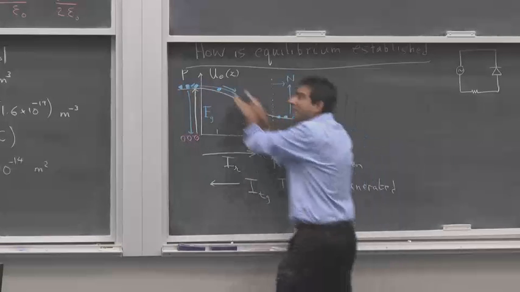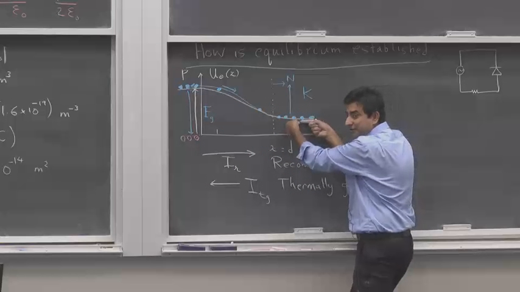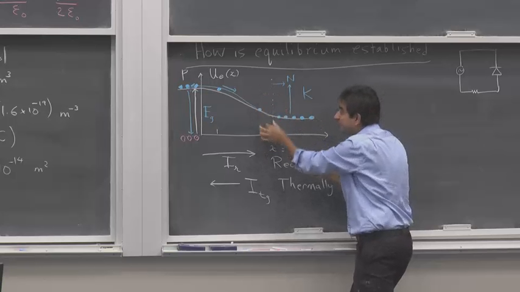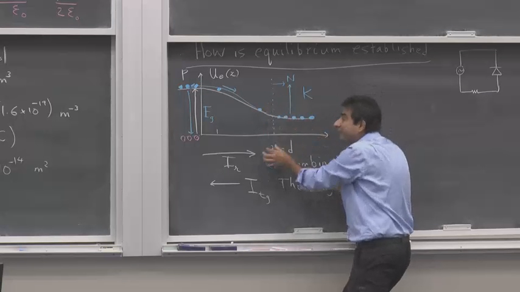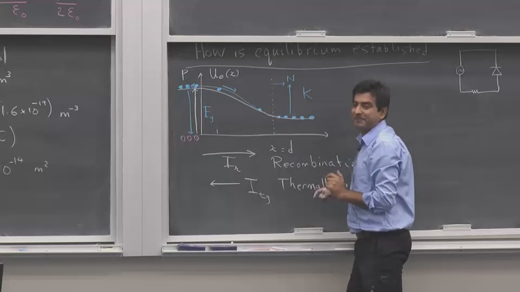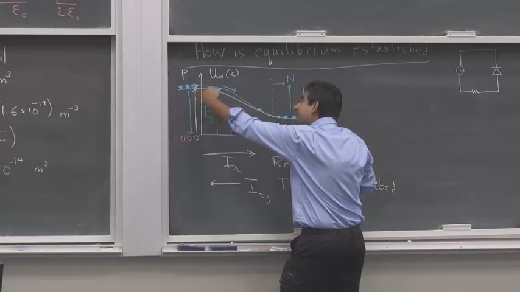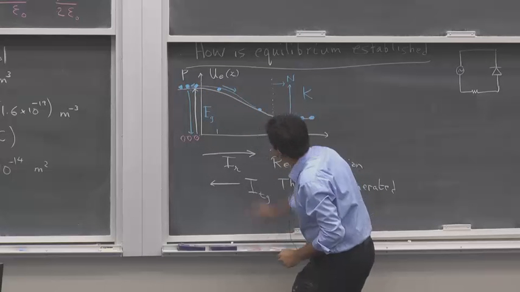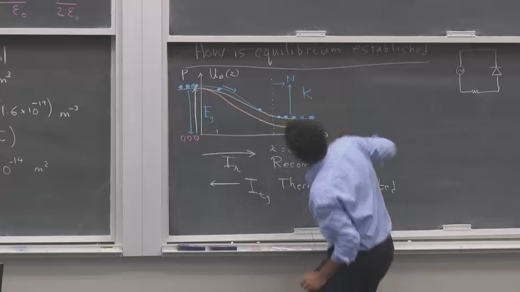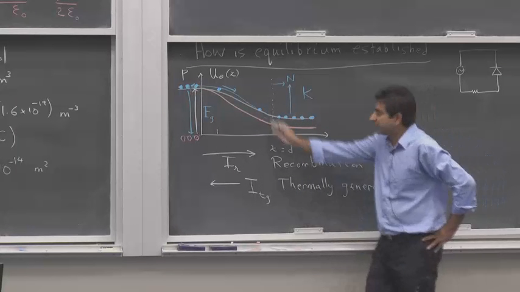And when more electrons are going from the N-type to the P-type, this becomes more and more positive charge. This region acquires a higher positive charge because it's depleted of electrons. When it acquires a higher positive charge, the electric field increases. And when the electric field increases, this potential gap, this potential barrier drops. Drops like this. Because the electric field has gone up.